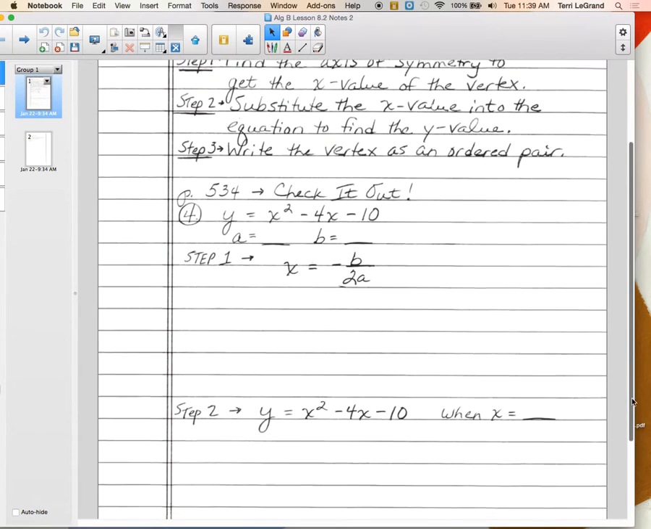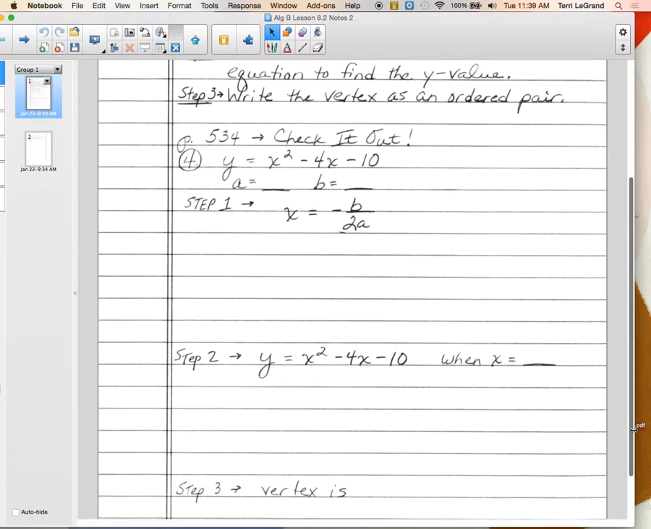So we're actually on page 534 doing the check it out problem, but I already have it written here for us, so I don't think at this point we need to open our books. Okay. y equals x squared minus 4x minus 10. What should be our first move in this one? Isaac? Finding the a and the b. What helps us to be more successful finding the a and the b?